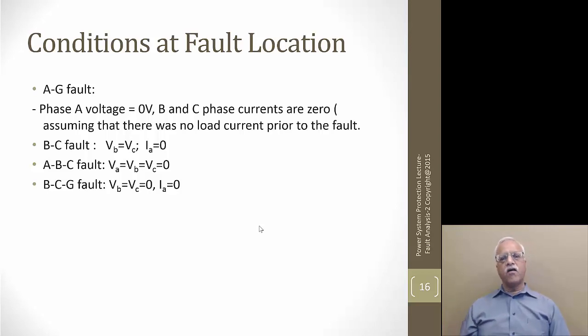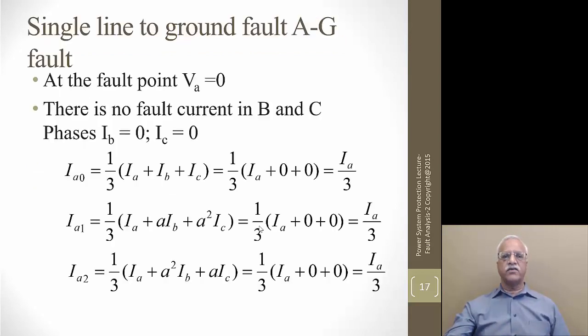For a B to C to ground fault, VB and VC not only are equal, but they are connected to ground, so the voltage collapses to zero. And similarly, the A phase current is still equal to zero. These are the boundary conditions which we will use in developing the theory of analyzing and calculating fault currents and voltages at various locations in the network system.